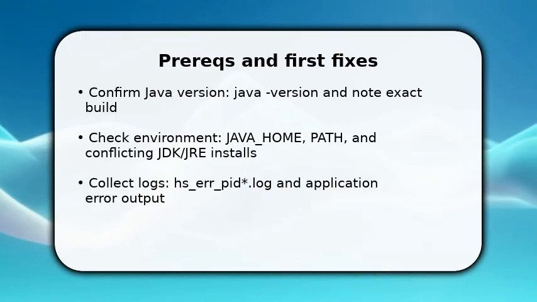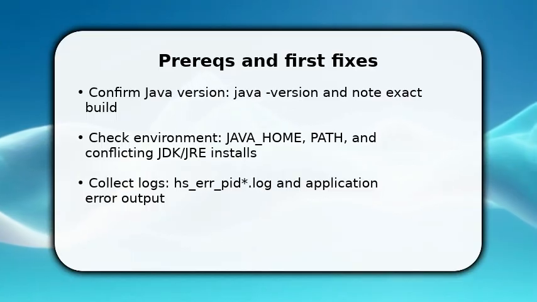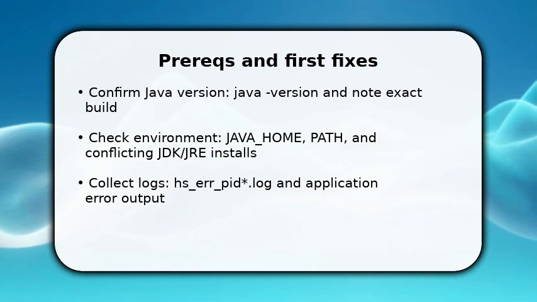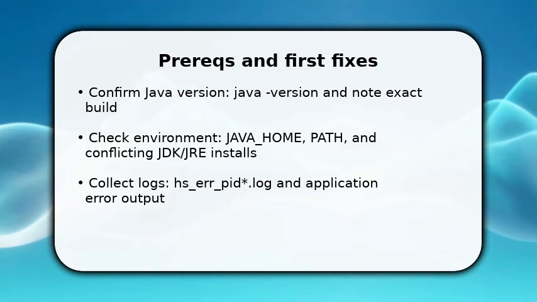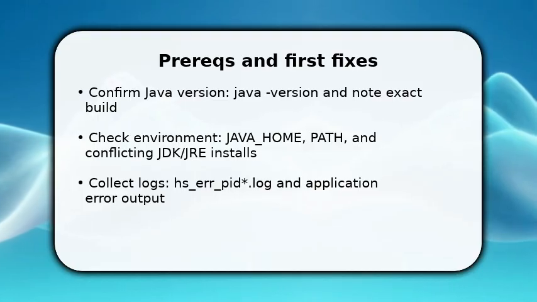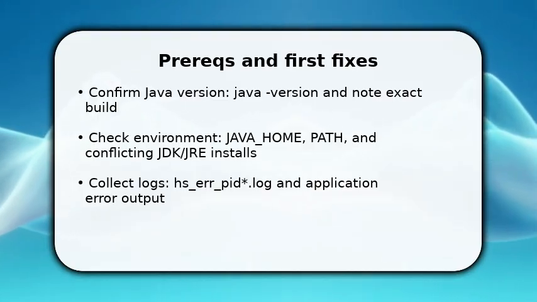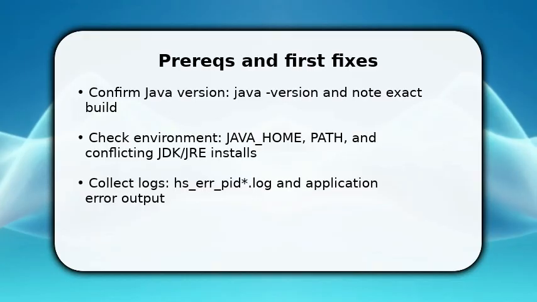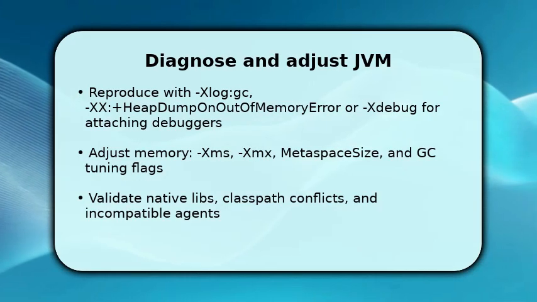Next, gather crash logs like hs_err_pid*.log and application logs. These provide immediate clues. Make sure to run the JVM with a minimal command line so you can reproduce the crash deterministically before changing settings. You now dive into the middle, more complex steps to diagnose and fix the JVM.